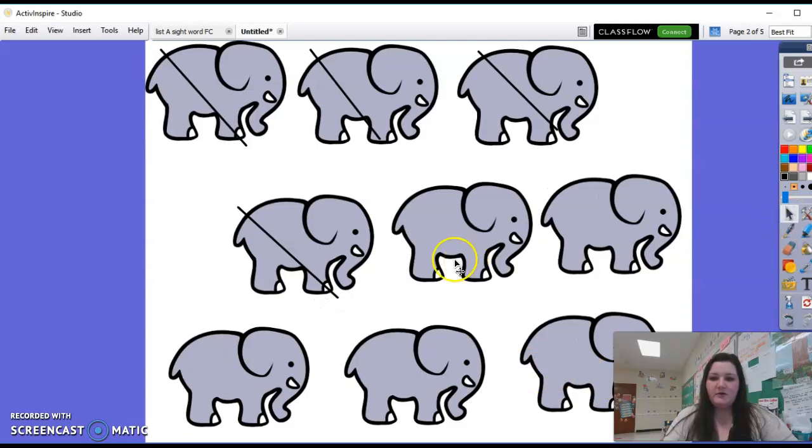Let's count them together. 1, 2, 3, 4, 5. There are 5 elephants left. Can you write the number 5? Good.